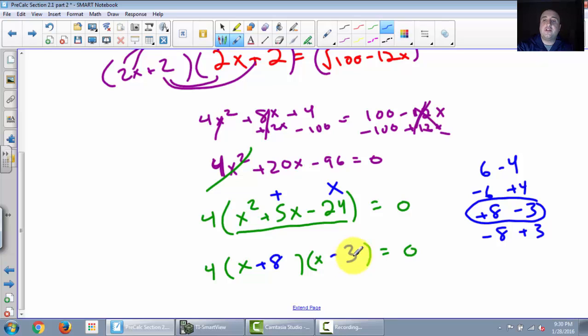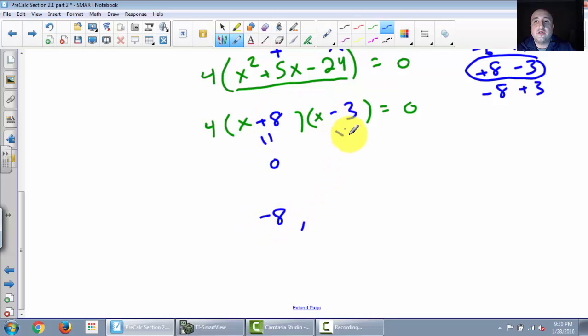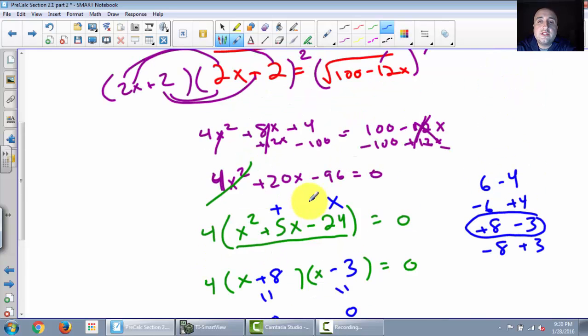All right, so we factored it. It's fully factored. We should be able to write our answers now. Please remember from Algebra 2, you always take the opposites. So if you set this equal to 0, you get negative 8. And if you set this one equal to 0, you get positive 3. So our two answers for this problem are negative 8 and positive 3. That's a tough problem. We'll do more of these examples.